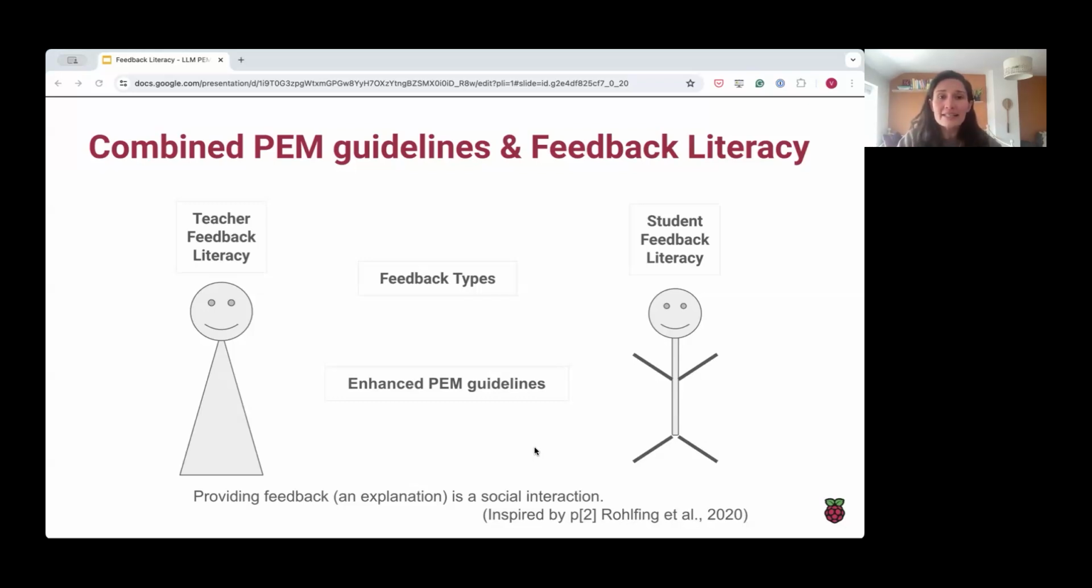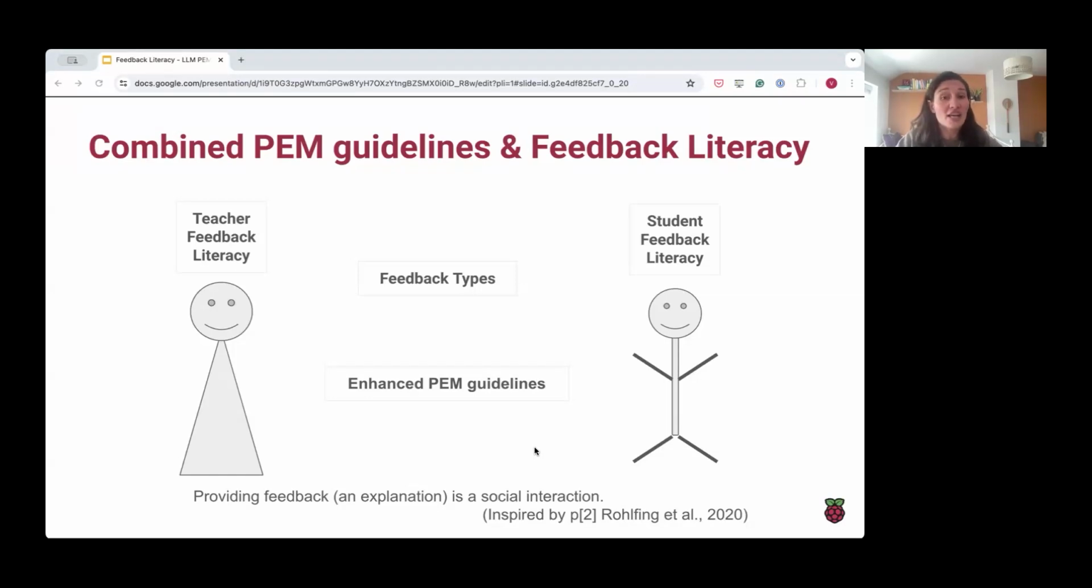But correlating the educators' views to feedback literacy theory, we can take a broader perspective on how large language models might not only shape the content of the explanations, but the whole social interaction around giving and receiving feedback.